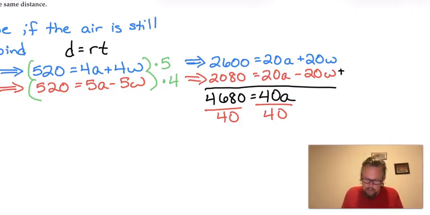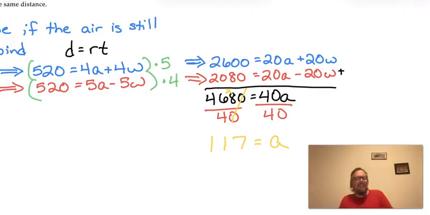And so I don't think we need a calculator for this, do we? I think we can do this with a calculator. 117. So the speed of the airplane is 117 miles an hour.